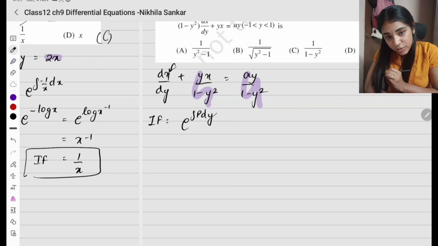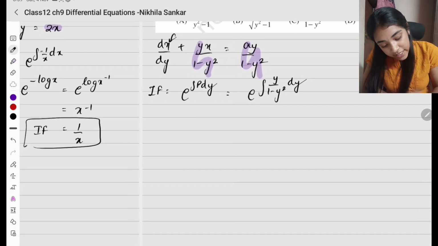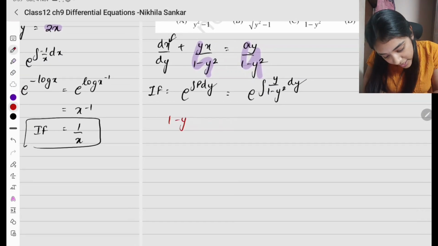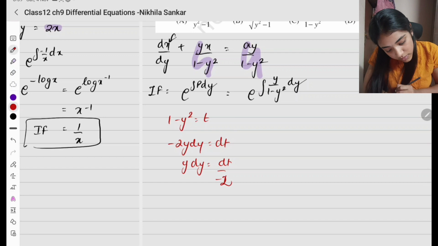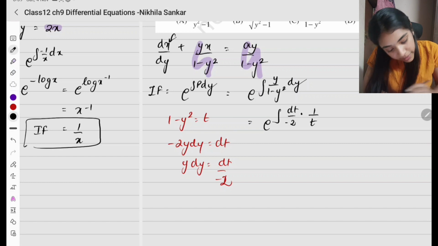இந்த இடத்துல dx by dy இருக்கு. So if you integrate with respect to y. So this is e raised to the power y divided by 1 minus y square dy. இப்போ மேல integration மட்டும் solve பண்ணலாமா? I'm going to take 1 minus y square equals t. So I have minus 2y dy equals dt. I need y dy. So this is going to be dt divided by minus 2. Correct? So this solve panna, what will I have? This is equal to e integration of y dy is minus half. So dt divided by minus 2 into 1 divided by t.